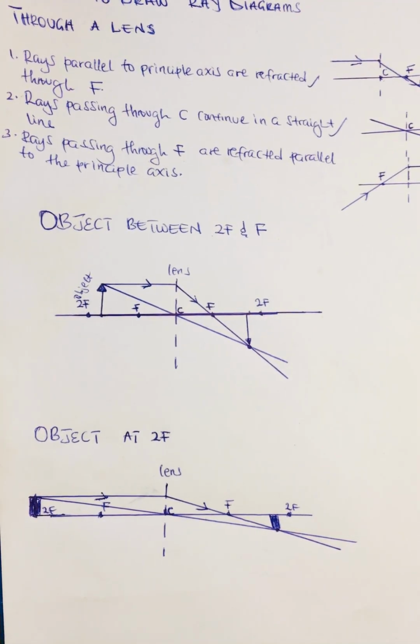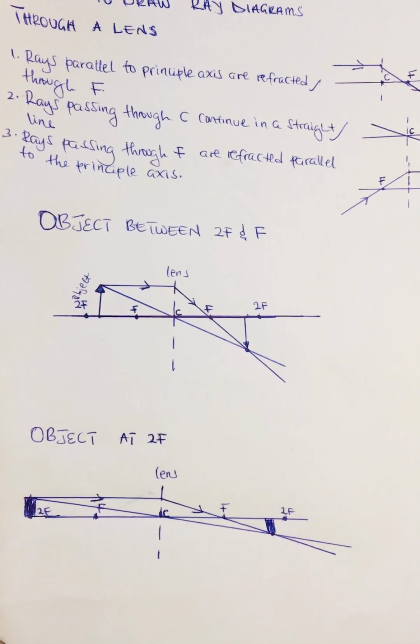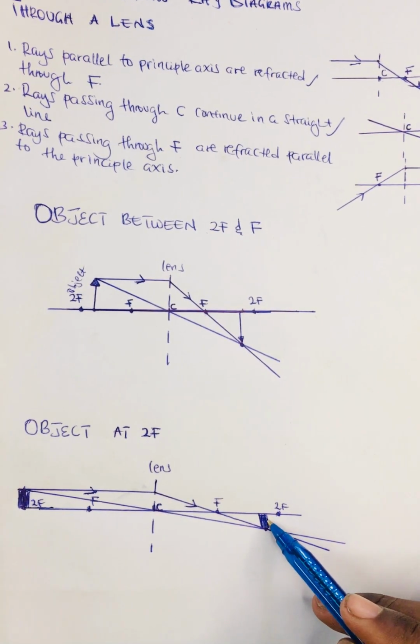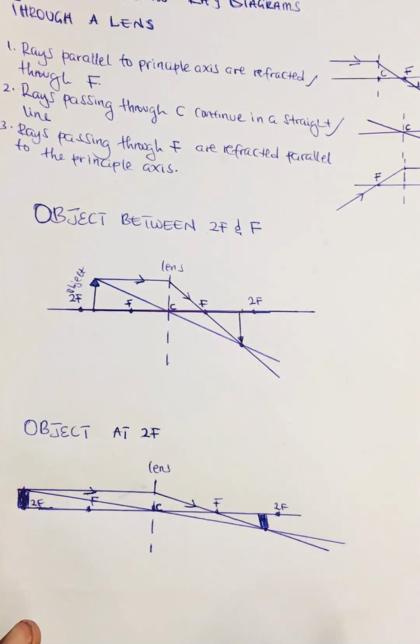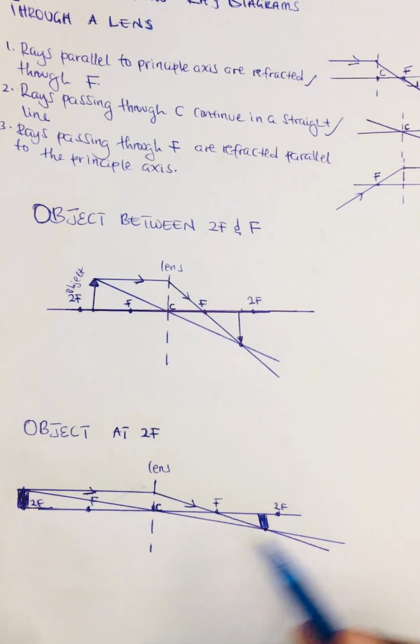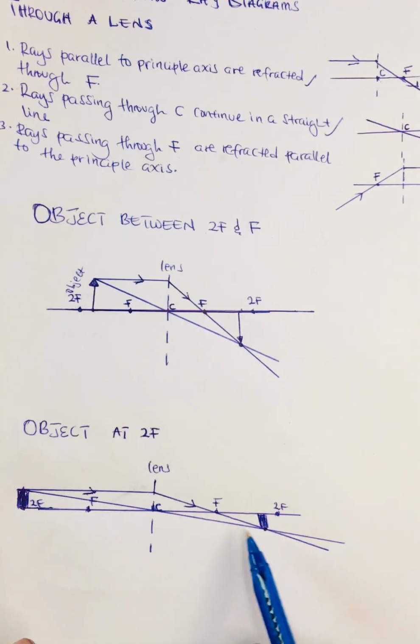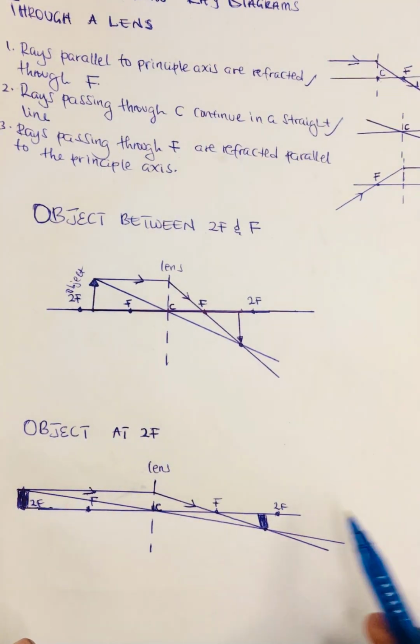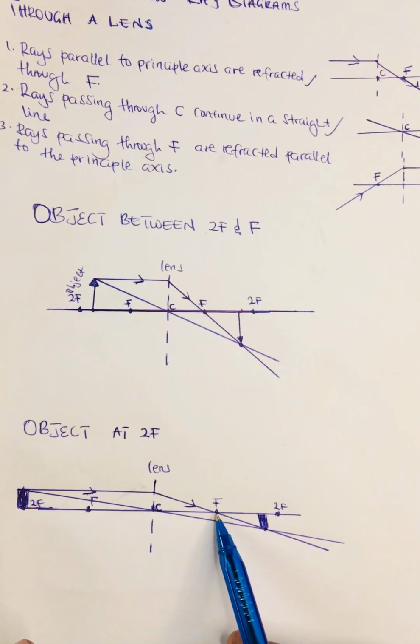What are the characteristics of the image from what we can see? Number one, of course, it is inverted, it is upside down, it is a real image, but then I think the object is bigger than the image, so you're going to say it is smaller than the object. It is between F and 2F.